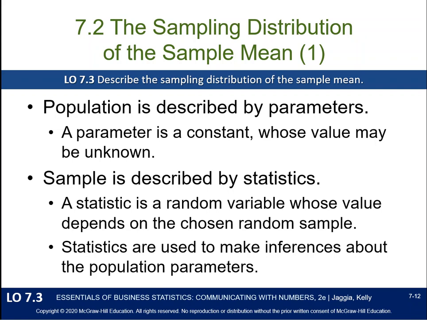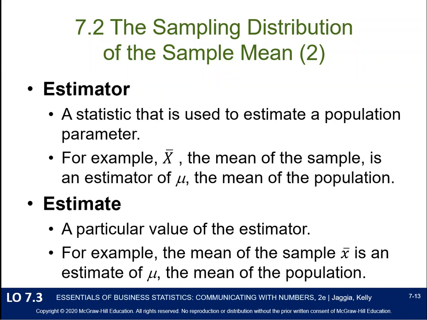So obviously they're not exact. We're never going to get the exact mean of the population or the exact standard deviation of the population, but we use the sample to estimate and to draw conclusions about the population as a whole. So an estimator is the statistic that we use to estimate the population parameter. So for example, we use X bar, which is the mean of the sample, to estimate mu, which is the mean of the population. Now, we may draw lots of samples, which means we may have lots of X bars.